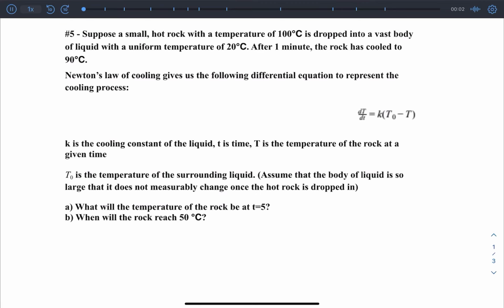Problem number 5 asks us to find the temperature of a hot rock after it is dropped into a large body of cooler water at different times. And this one seems pretty tricky at first. It involves Newton's law of cooling, which is over here to the right.